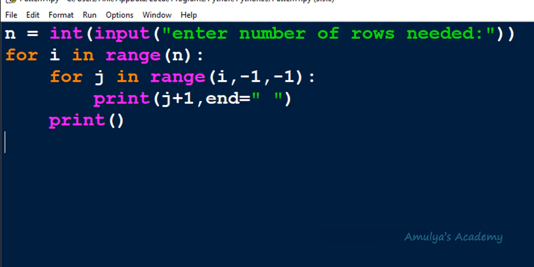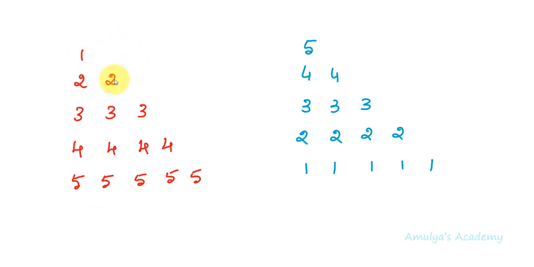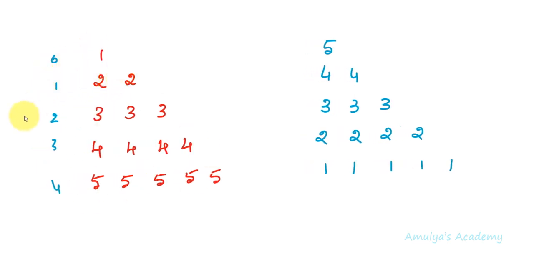Next, let's move on to the next pattern. So the third pattern is this. First I want to print 1, next 2, 2, 3, 3, 3, 4, 4, 4, 4, 5, 5, 5, 5. So for this, the shape is same. We want to print the number in the right triangle shape. I'll take I value, row value. So at row 0, I want 1. At row 1, I want 2. Every column of a row contains same value. Here 1, here 2, 2, 3, 3, 3, 4, 4, 4, 4, 5, 5, 5, 5.